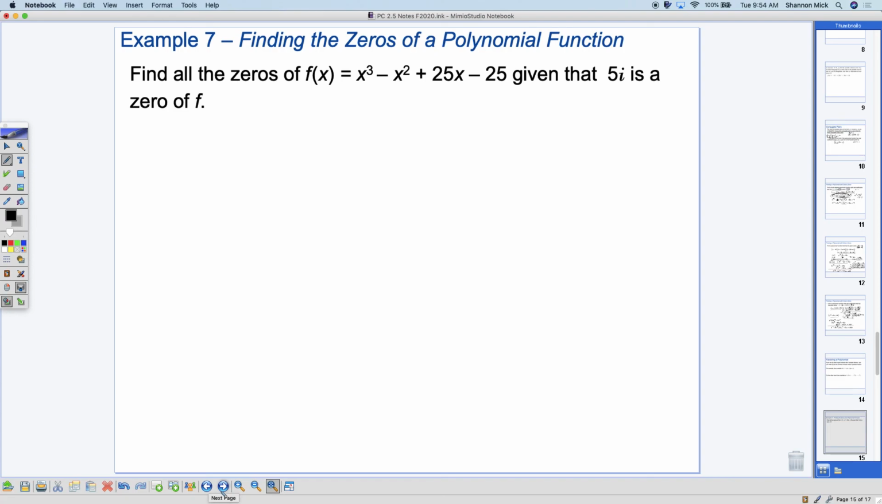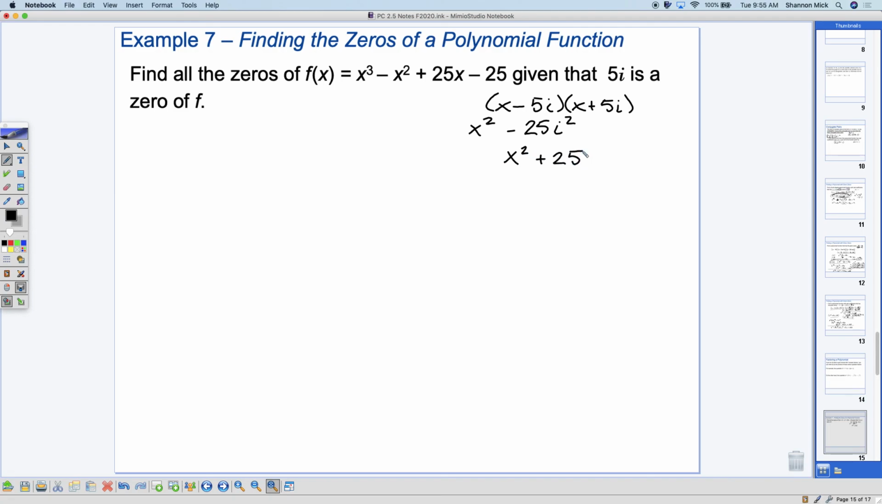It says find all the zeros of, but they tell you that 5i is one of them. That means negative 5i is one of them too. So before we do synthetic division, you might want to do x minus 5i and x plus 5i, multiply those out, and you would get x squared minus 5i plus 5i, so it'd be 0, minus 25 i squared, which just would make it plus 25. x squared plus 25.